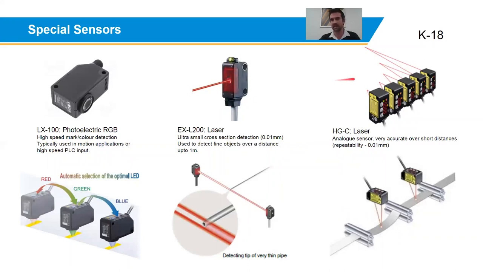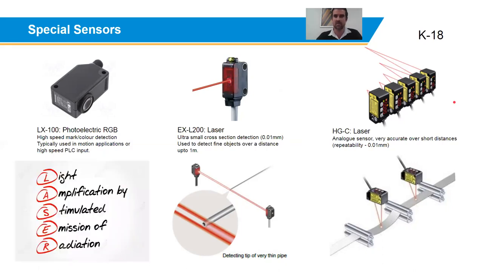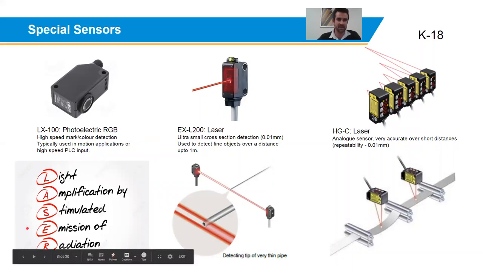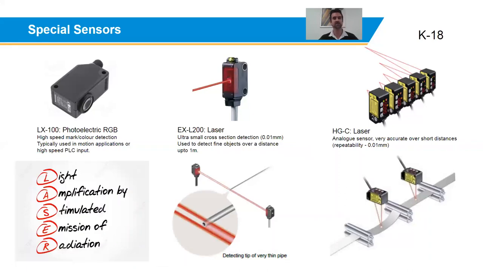And then last but not least, the HGC laser distance sensors. These have a very high accuracy of measurement down to 0.01 millimeters repeatability. So they are there to detect distance very accurately. Just an acronym that, again, when I found out what it meant, it just gave me that aha moment. Laser actually means light amplification by stimulated emission of radiation. That's laser.